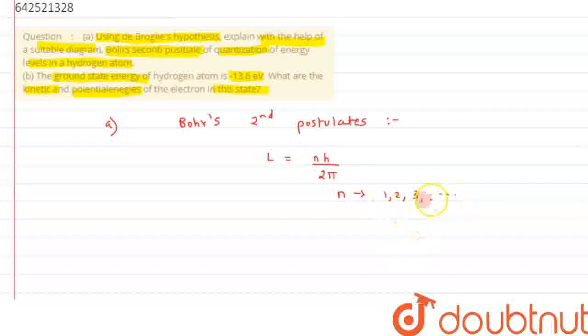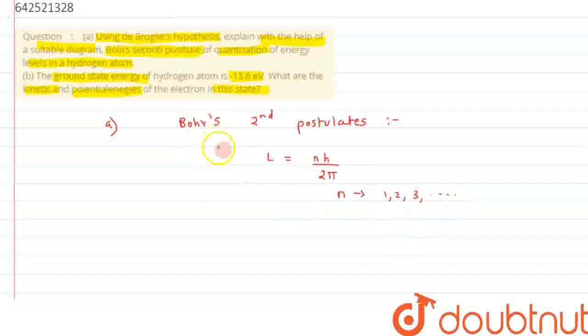First, let's understand what exactly is the statement of Bohr's second postulate and what is its mathematical form. Bohr's second postulate speaks about the electron revolving only in those orbits in which its angular momentum, that is L, is an integral multiple of h by 2 pi. Here h is Planck's constant, 2 pi is a constant, and n is an integer value. So n belongs to 1, 2, 3 and so on.